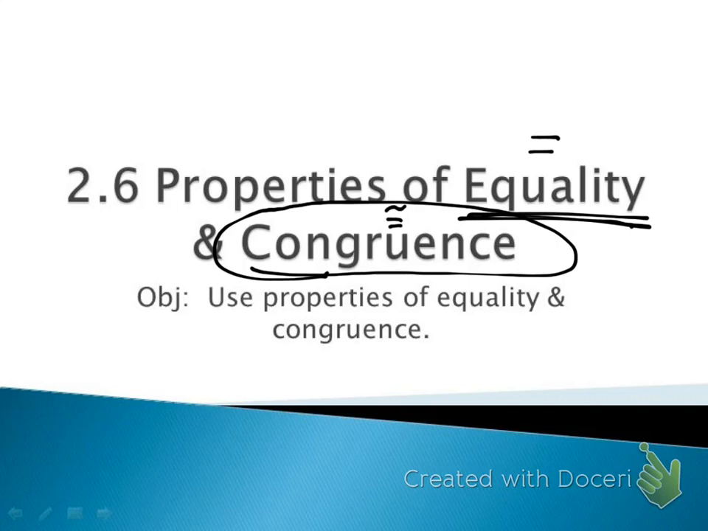So if you're wondering why I'm only making you write half of every slide, that's basically because the only difference is the symbol. So know that these properties work for both symbols when they're equal and when they're congruent. Now, our objective today is to use properties of equality and congruence. So it's a lot like yesterday where I'm just going to give you a bunch of laws, a bunch of properties, and then we're going to apply it to the problems that come up next. Any questions?